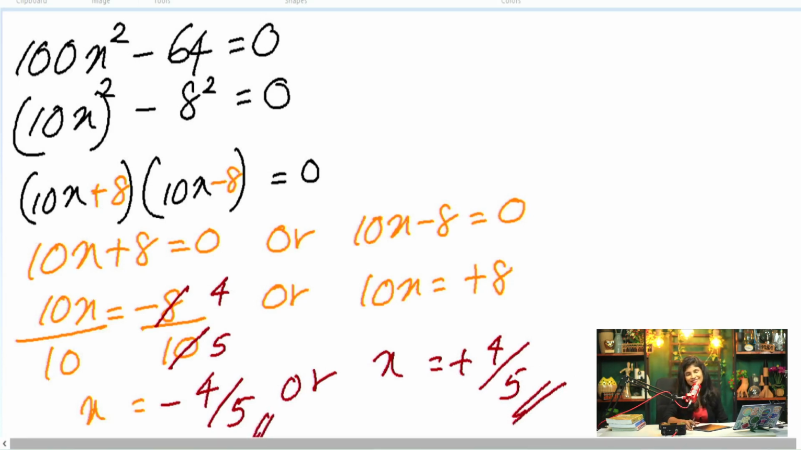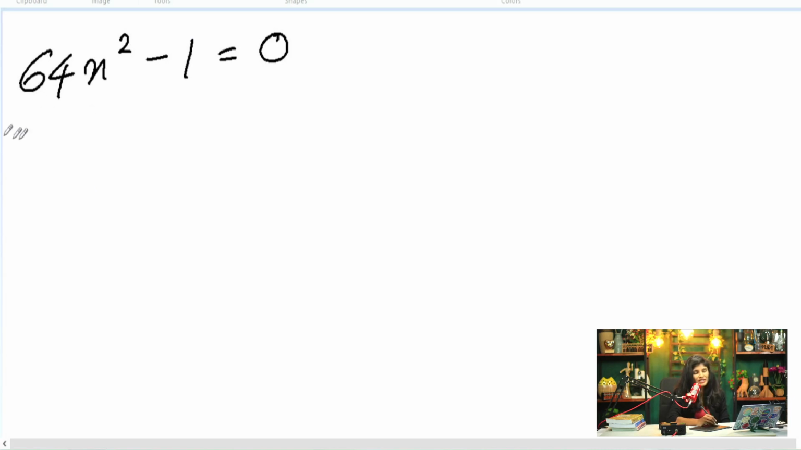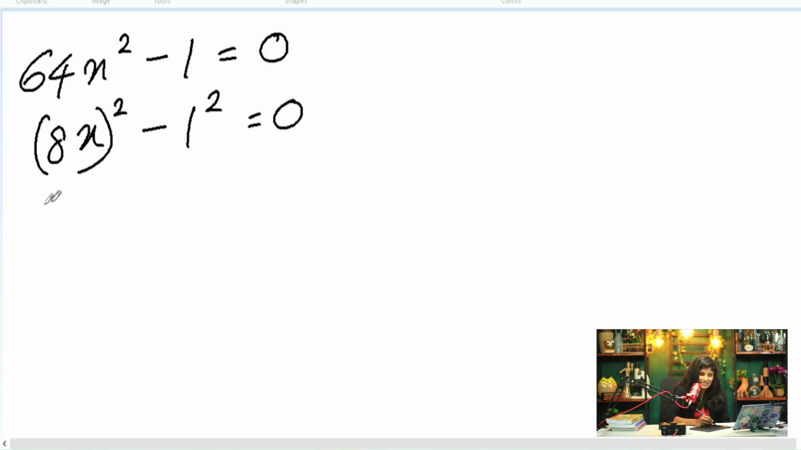Very easy. So now we are going to discuss the last question of this video. That is 64x square minus 1 equals 0. Okay, 64 means 8 square, so 8x square. 1 square. What is the answer of 1 square? Yes, that is 1. So what is the root of number 1? That is also 1. So I can just write 1 as 1 square. No change is happening, right? 1 square equals 0.